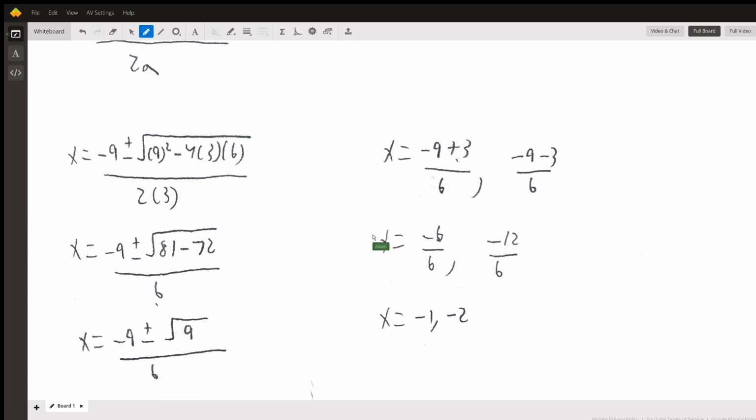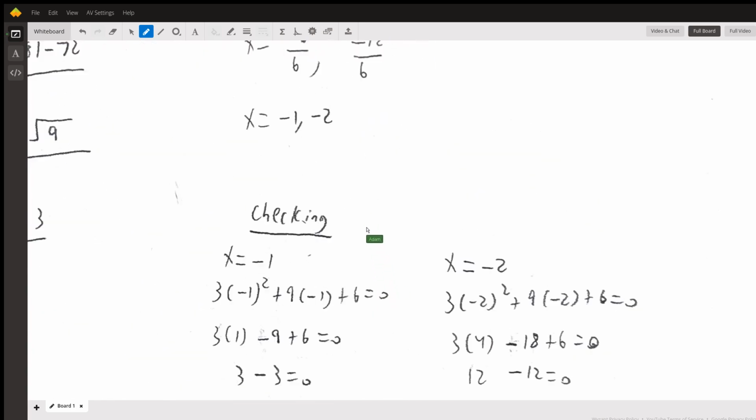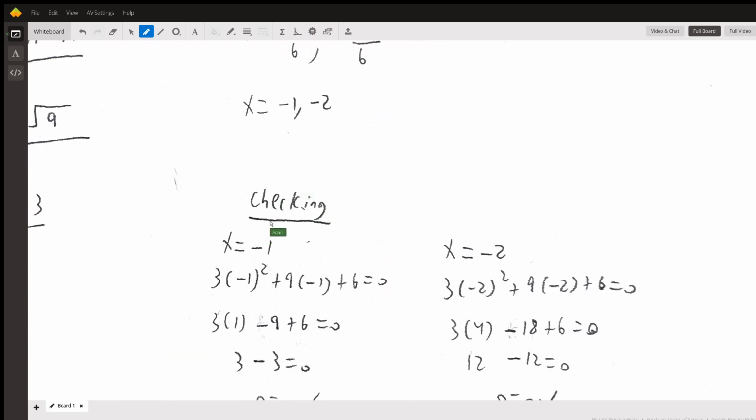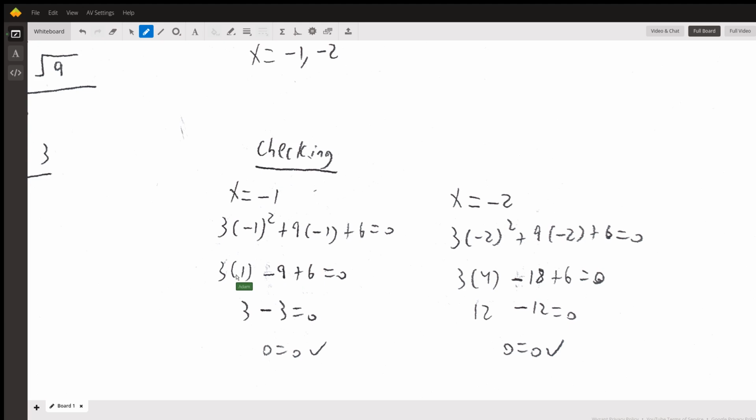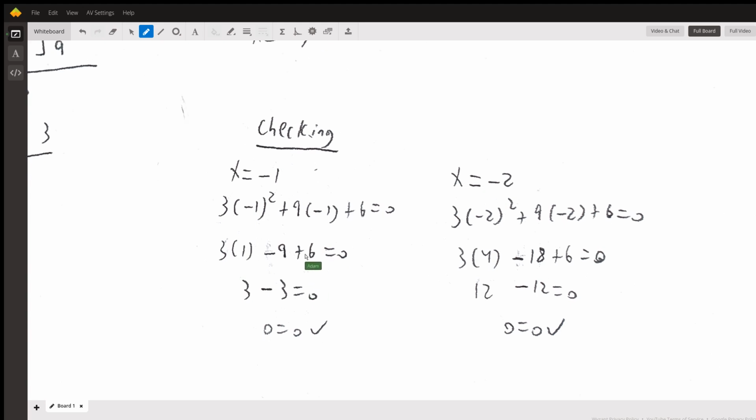So let's check that out. So we're going to do each one of them separately. So for x equals negative 1, we're going to take that same equation, 3x squared plus 9x plus 6 equals 0. And everywhere we see an x, we're going to plug in the negative 1 and see if it works. So the negative 1 here becomes just 1, and the negative 1 times 9 here becomes negative 9. And so 3 times 1 is 3. 3 minus 9 plus 6 equals 0. Negative 9 plus 6, negative 3. 3 minus 3 is 0. Just confirm that x equals negative 1 works.